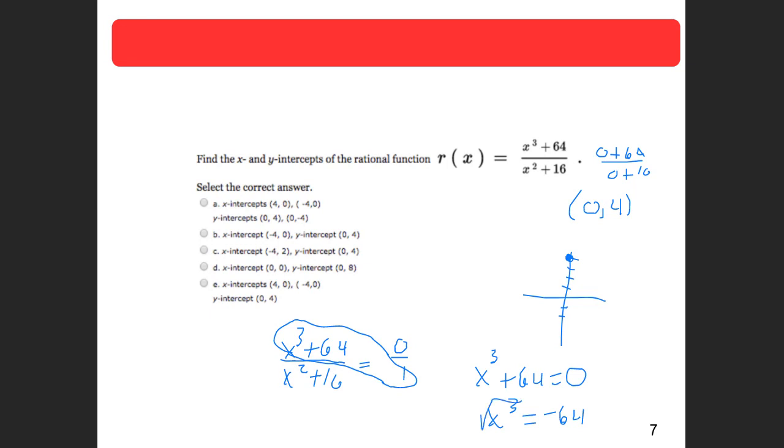Now if I take the third root of both sides, is that 4? But it's going to be plus or minus 4, isn't it? I don't think it'll be positive 4, just negative 4, right? Because positive 4 times positive 4 times positive 4 would not be negative 64. So just negative 4. So negative 4, 0. So letter B, x-intercept negative 4, 0, y-intercept 0, 4. I like it. Okay.